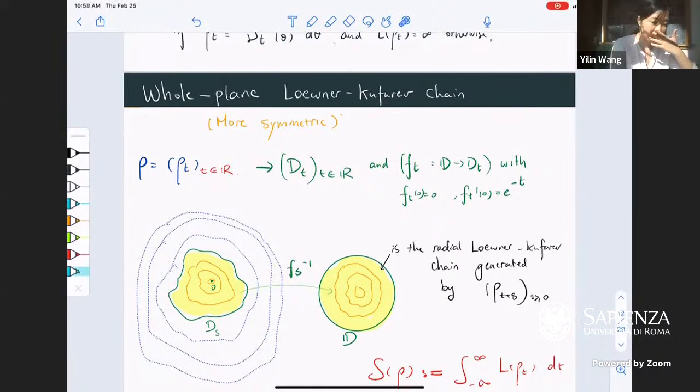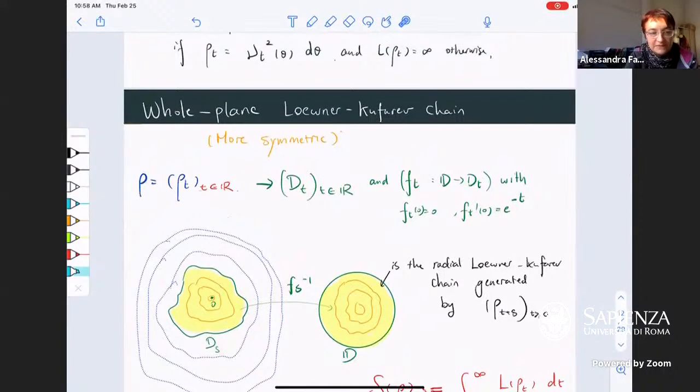Okay. Is there any other question? Maybe I can ask a question, maybe you already said this and I missed it: do you need your measures rho_t to be absolutely continuous on the circle?